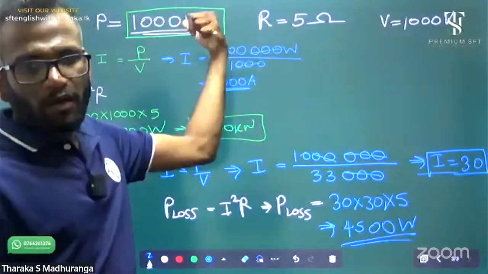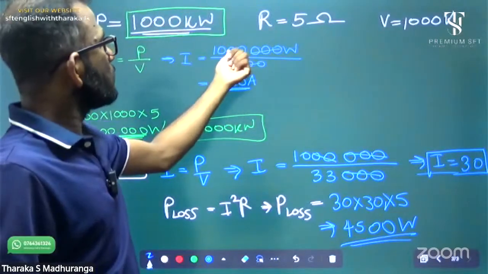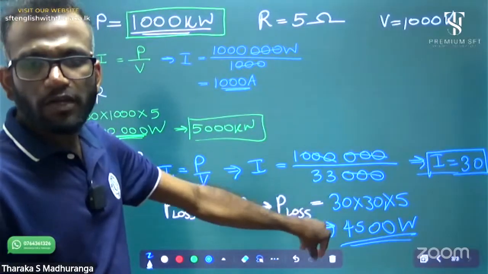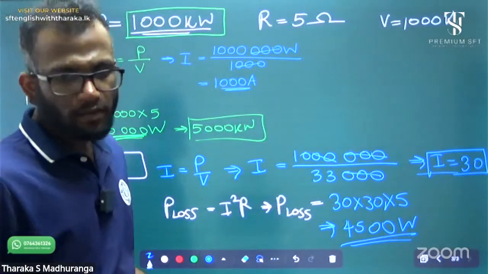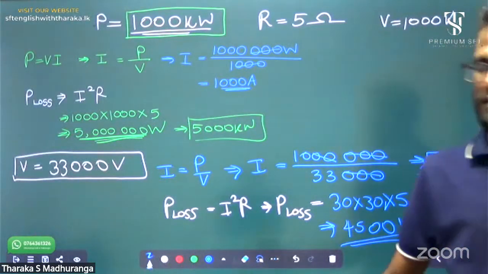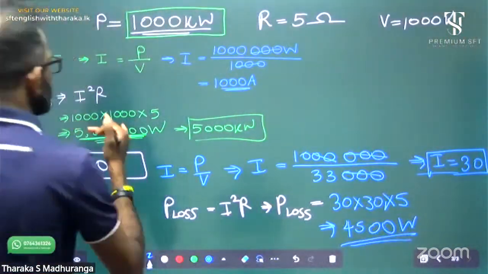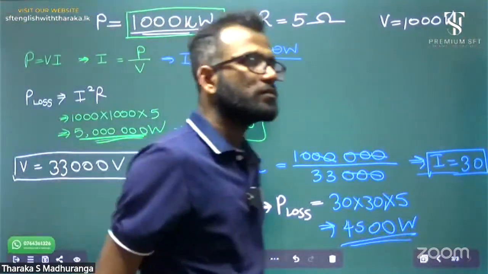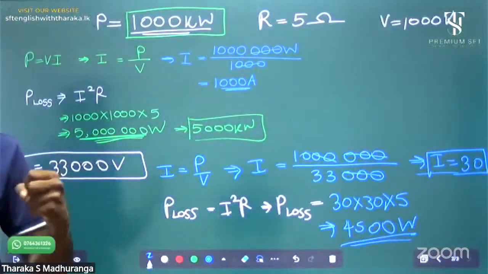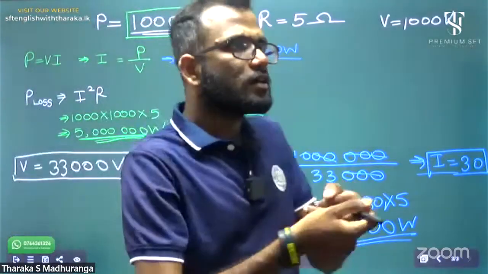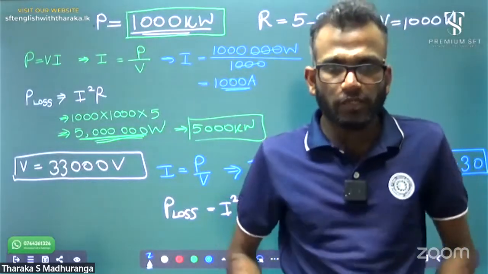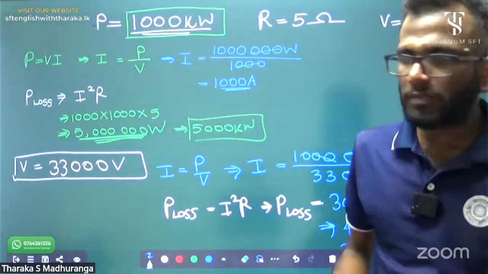This is 10 million watts being transmitted, and only 4,500 is lost. Okay, that's not a considerable value. But in the Sri Lankan condition, we only increase up to a maximum of 66,000 in a local transmission system. But in your village, I think they use normal systems, 33,000 volt transmission systems.